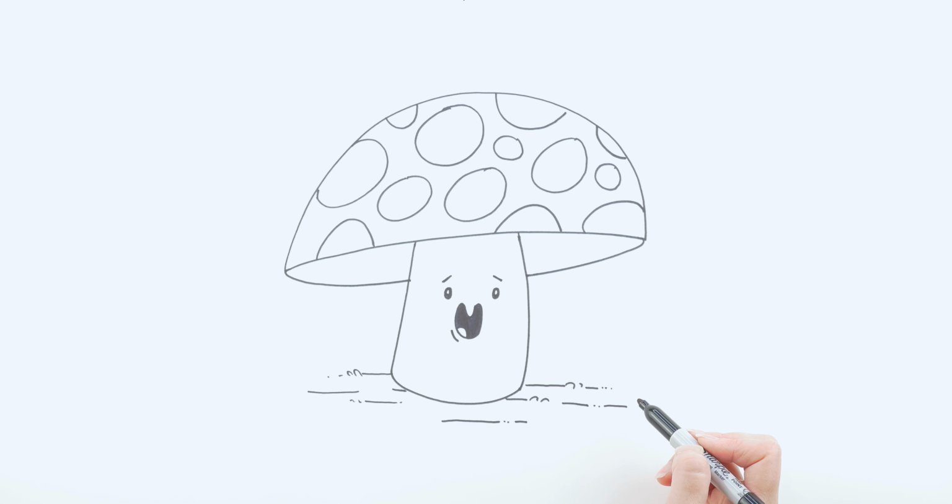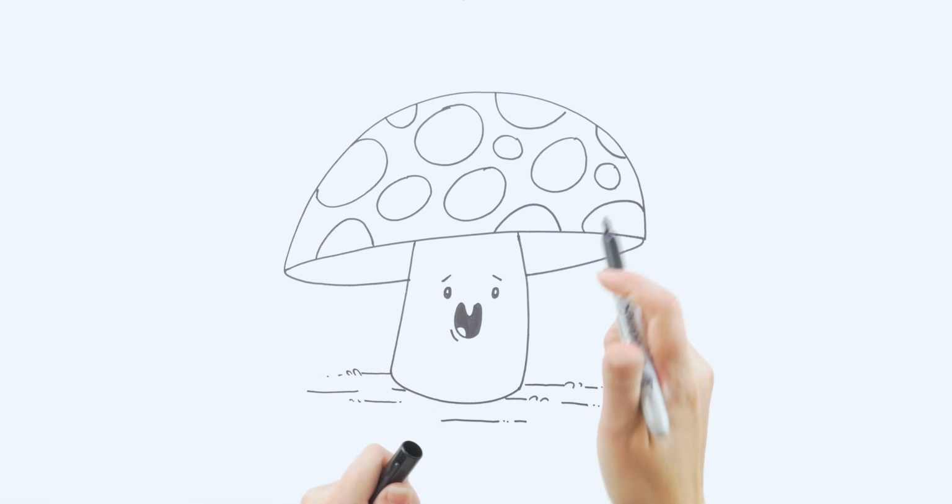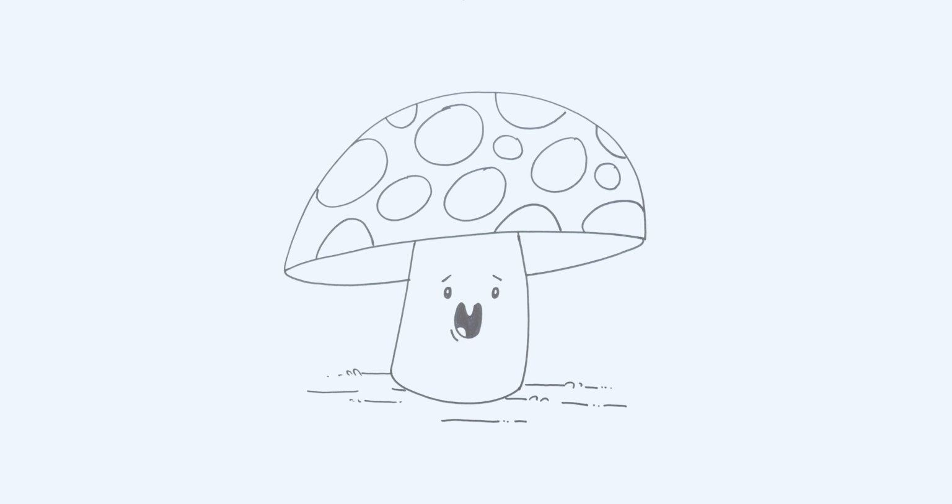Alright illustrators, there is the outline of our mushroom character. The next step that we have to do is add color, yay! So you can use markers, colored pencils, crayons, anything that you'd like to color your mushroom character. This is what I chose to do.